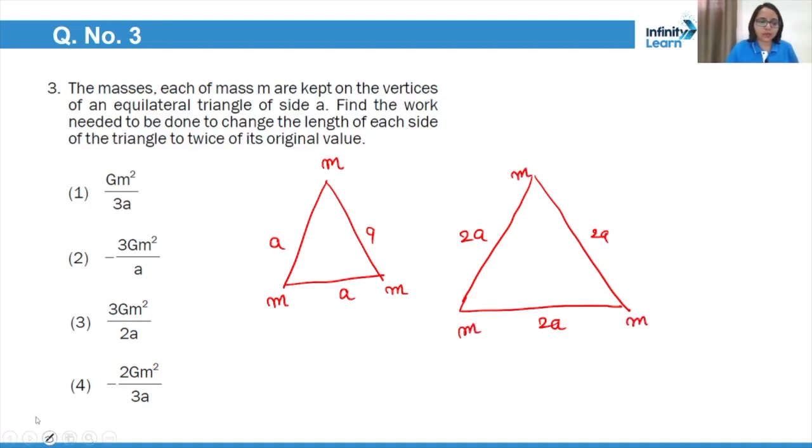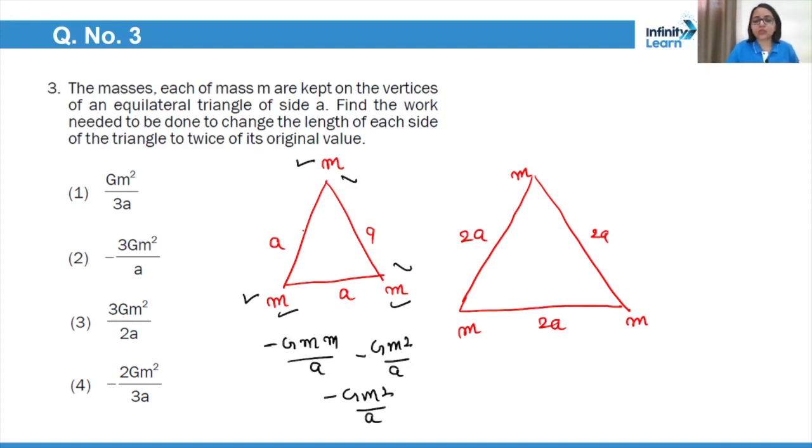So initial potential energy of the configuration is minus G M into M upon A because of these two masses, minus G M square upon A because of these two masses, and because of this pair we have minus G M square upon A, right? So total initial potential energy is minus 3 G M square upon A, right?